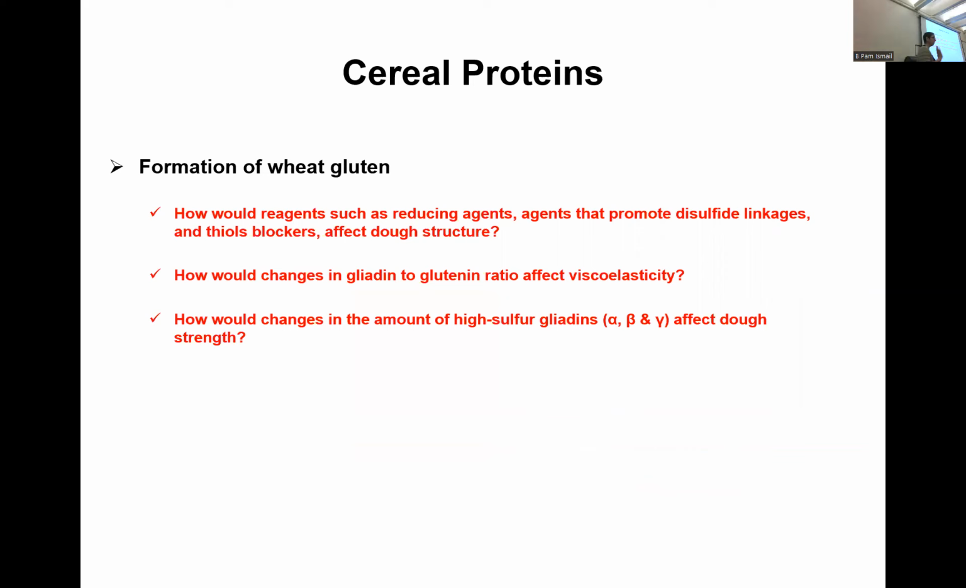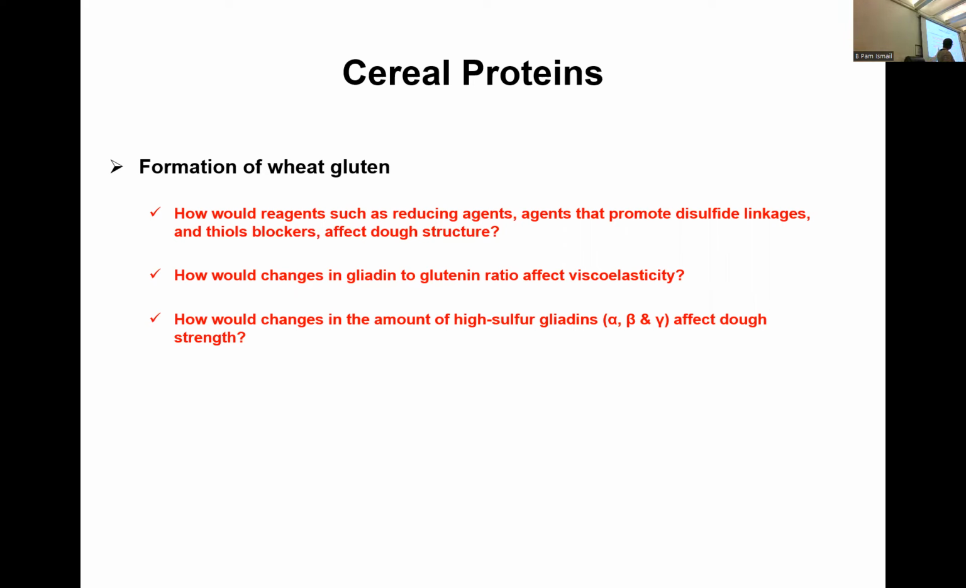Sometimes we enrich the flour with some additives. So what happens if we add the reducing agent? What happens to the elasticity of the dough? It reduces the elasticity. So if you have very strong gluten forming proteins, if you have a really high glutenin to gliadin ratio, but you really want extensibility, you're making pita bread, so you might want to reduce that strength by adding reducing agent.